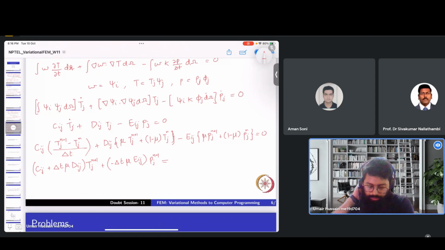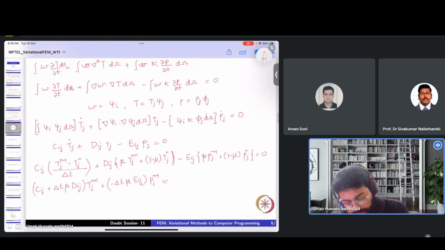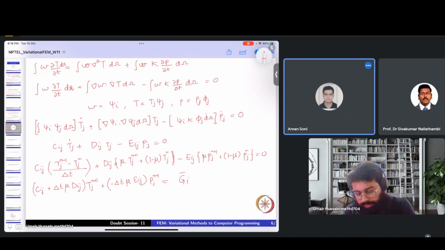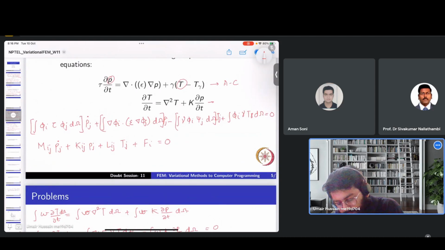Then the rest we can club all the terms together and write them as the right hand side vector, because these are the values at the old time step. So it's a vector. And again for the above equation, we can do the same, for the first equation, so we have Mij Pj dot. I don't want to confuse you, I'll just write it directly.